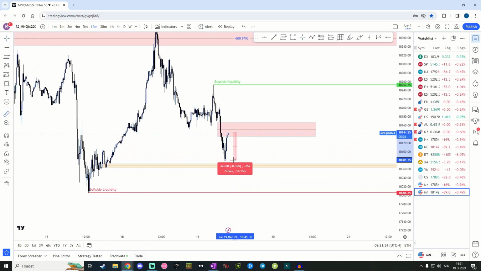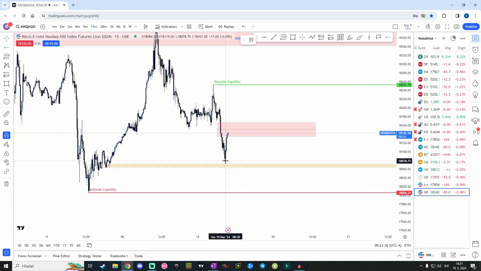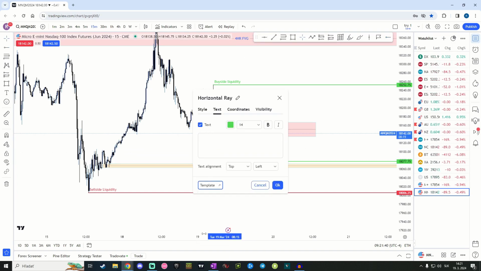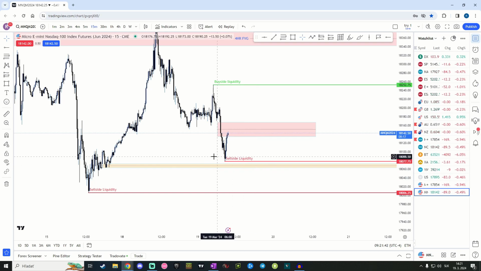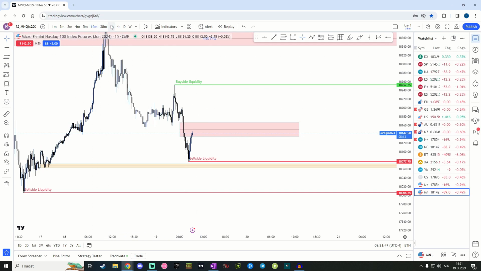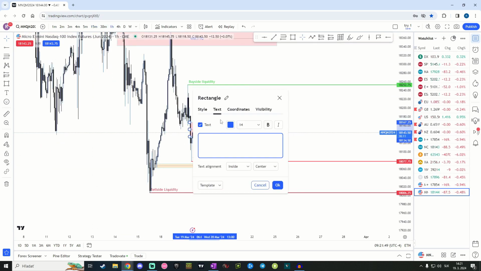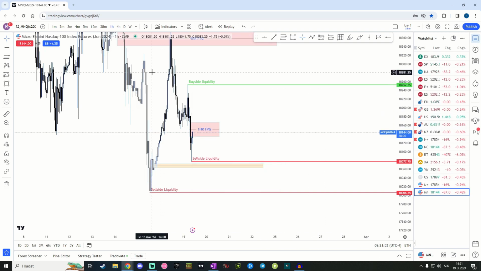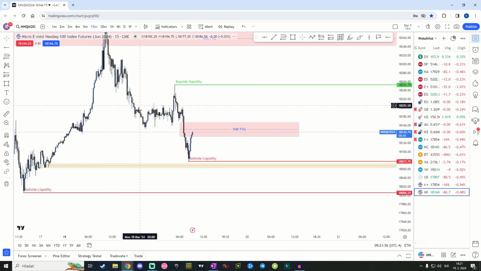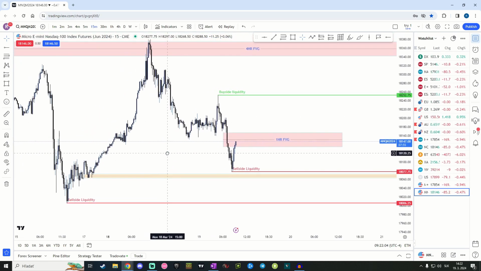So how far is this? 60 handles. Okay, so I will mark this low. I'm not looking even yet for any opportunities. I'm just marking things. So this is 1 hour fair value gap. 1 hour fair value gap. Also, here is a 15-minute fair value gap, which we traded and went immediately lower.